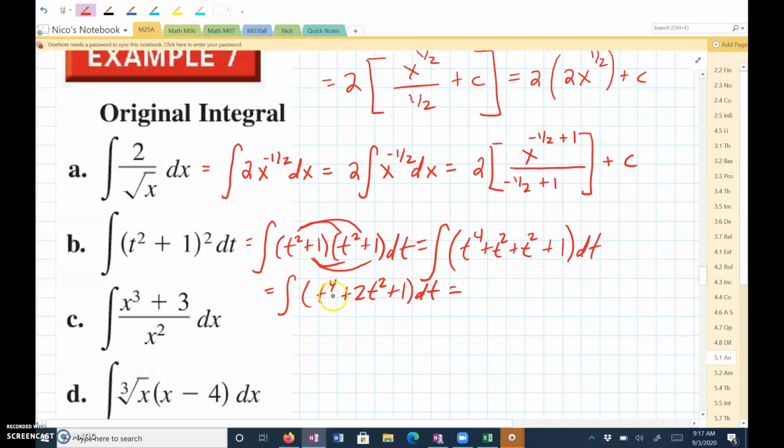Now I can take the antiderivative, power rule for all of these. So it's going to be t to the 5th over 5 plus 2 times t to the 3rd over 3 plus 1 would become t to the 1st power plus c.